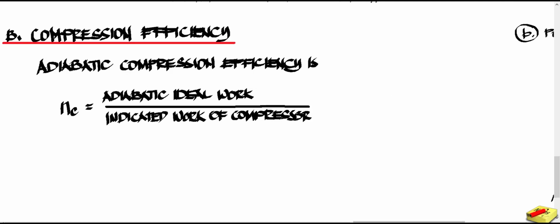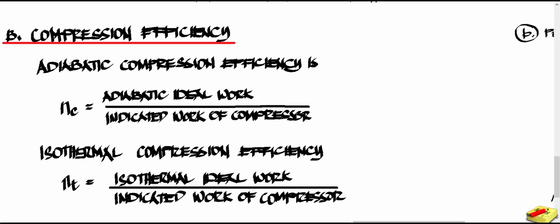Now for the compression efficiency, for the adiabatic compression efficiency, we have the ratio of the adiabatic ideal work divided by the indicated work of the compressor. For the isothermal compression efficiency, we have here eta with a lower script of t, so that will be equal to the isothermal ideal work divided by the indicated work of the compressor.